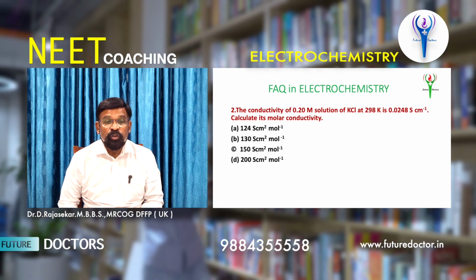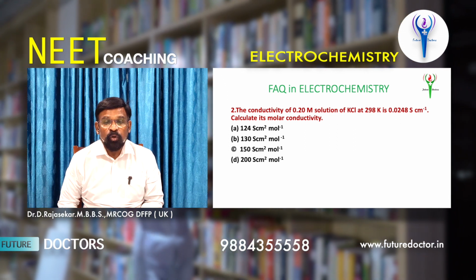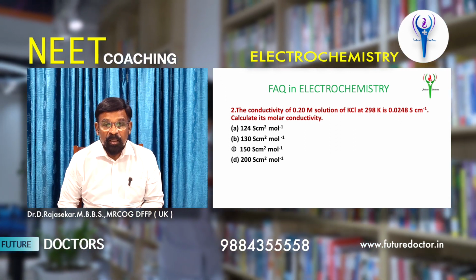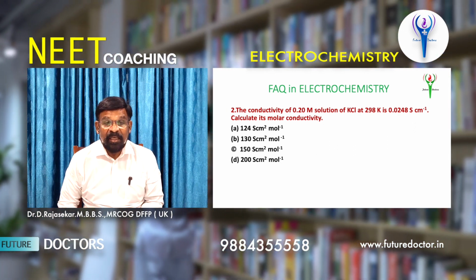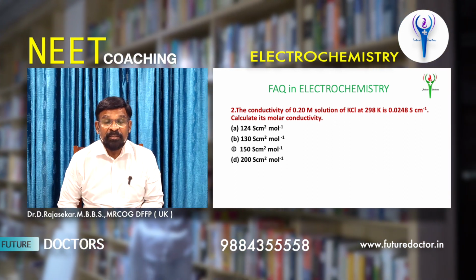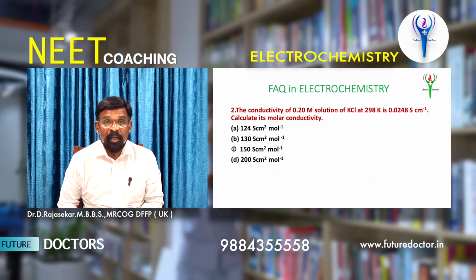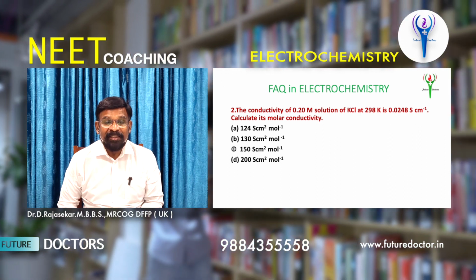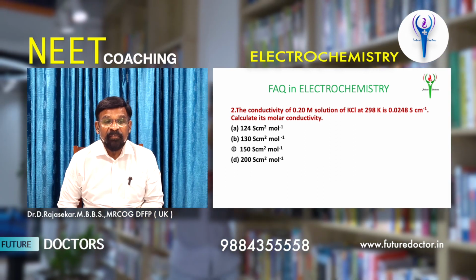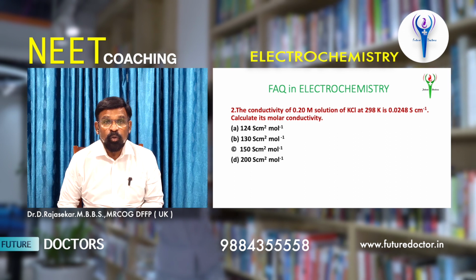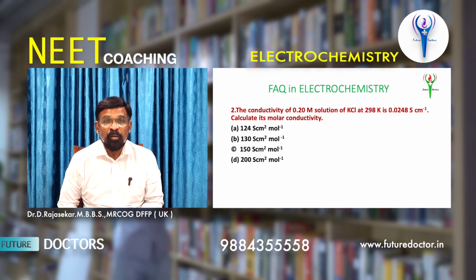The conductivity of 0.20 M solution of KCl, potassium chloride, at 298 K is 0.0248 S cm^-1. Calculate its molar conductivity. So let's use the formula. Option A, 124 S cm² mol^-1. Option B, 130 S cm² mol^-1. Option C, 150 S cm² mol^-1. Option D, 200 S cm² mol^-1.